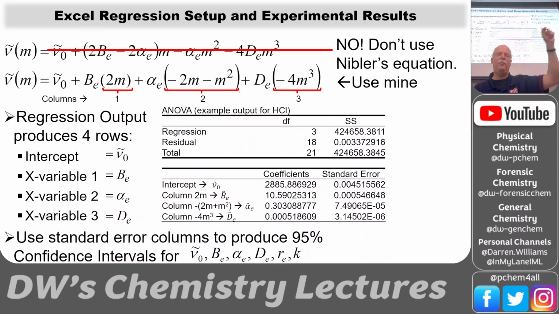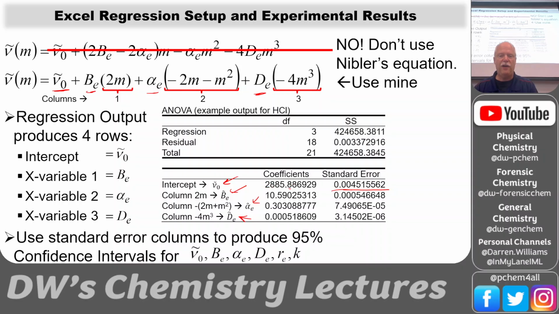And then column 3 will be minus M cubed. And when you do a regression on that, you get these coefficients here, here, and here. And then the intercept is nu 0. So this regression output is going to have our nu 0, our BE, our alpha E, and our centrifugal distortion constant. And we're not going to have to do any algebra to get to those. They're going to come right out of the regression. And they're going to have their standard errors listed right here.